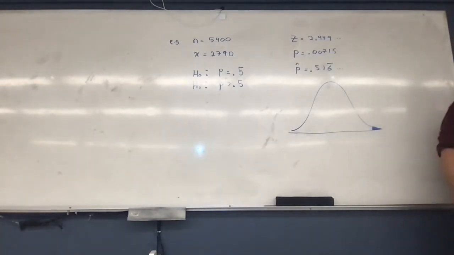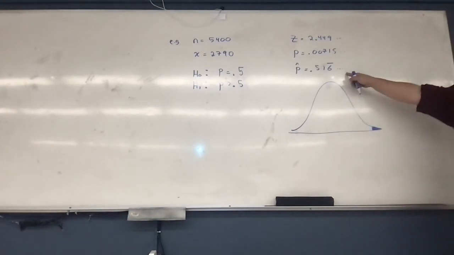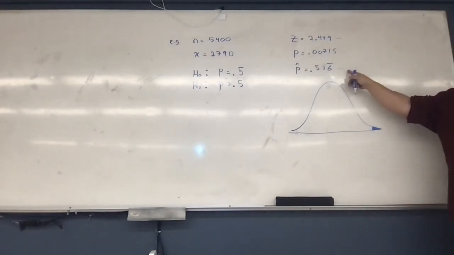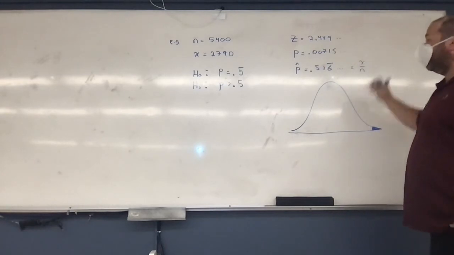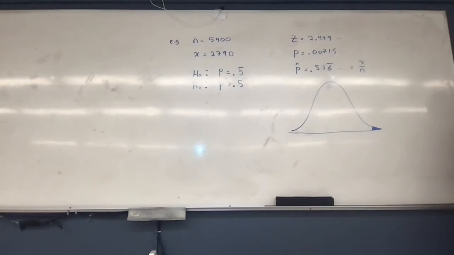So let's go through these numbers. First, this one, p hat. That's the easiest one. 0.516. What is p hat referring to? The reason why I asked is because it's not new. We've done this 100 times. It's a sample proportion. You can actually do that by hand. It's just x over n, the actual proportion of true guesses in the sample.